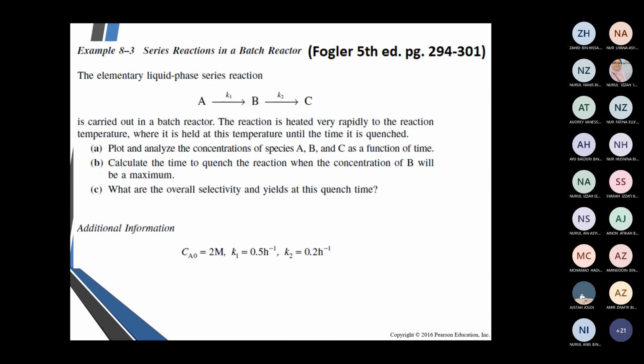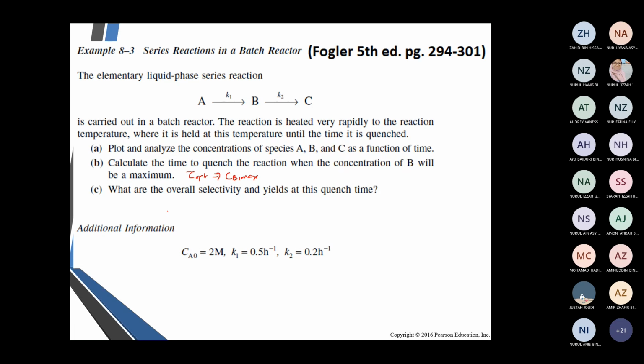Okay, so look at the example here. So we have the A to B to C given here is carried out in a batch reactor. The reaction is heated very rapidly to the reaction temperature where it is held at this temperature until the time it is quenched. Plot and analyze the concentration of species A, B and C as function of time. Alright, and then you need to calculate the time to quench the reaction when the concentration of B will be a maximum, which is you need to get the optimum one lah, sebab at the CB maximum. Okay, and then what are the overall selectivity?